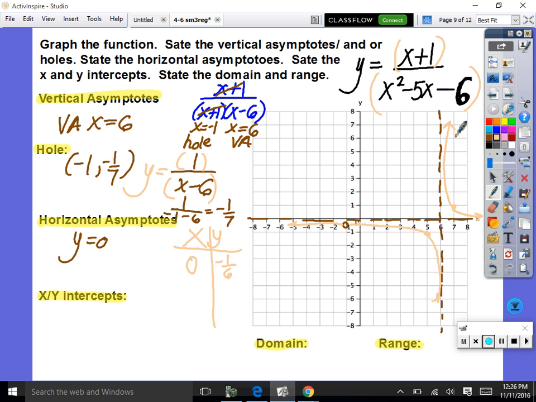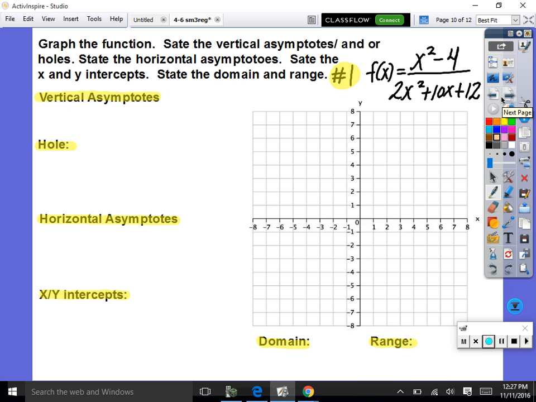So our domain would be x cannot equal negative 1 and x cannot equal 6. That would be the regular answer. And if you were in honors, you'd say negative infinity up to 6, 6 to infinity, and then x cannot equal negative 1. Does everybody understand? And then our range is going to be from negative infinity up to 0, 0 to infinity. Everybody seeing it? Or you could say y cannot equal 0. That's what our horizontal asymptote is. Everybody good? Okay, last one.